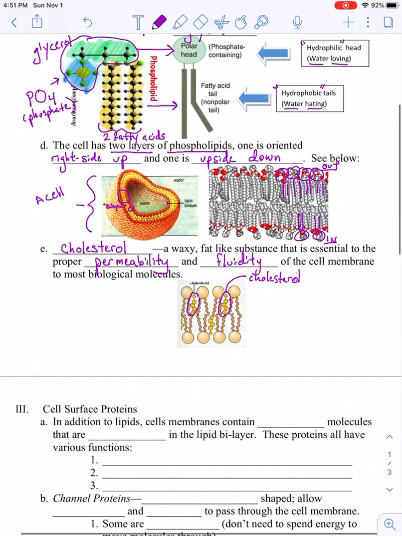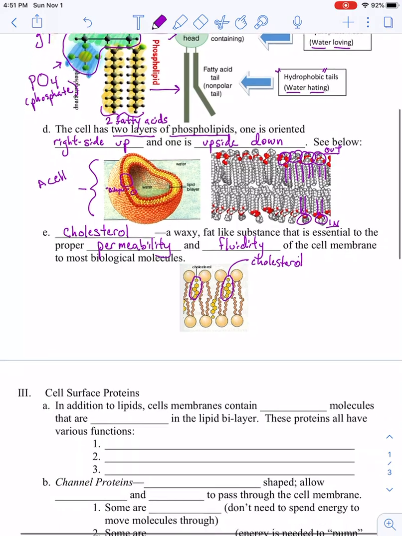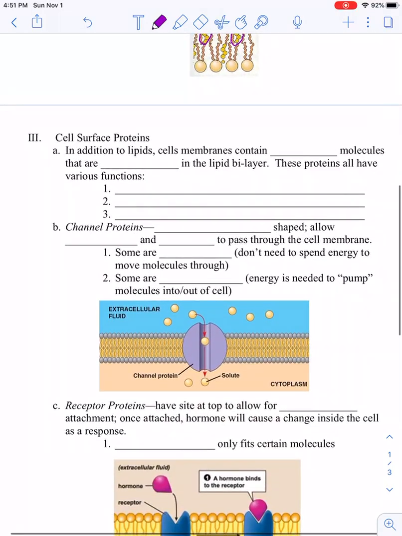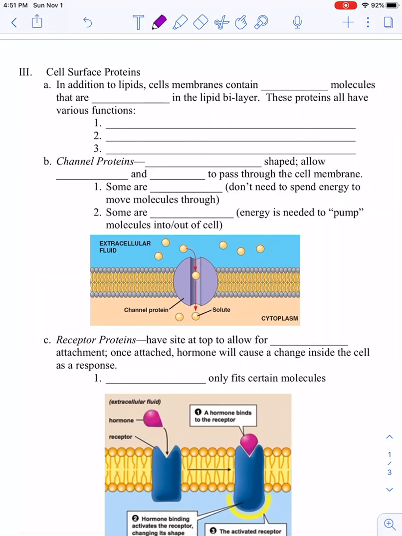So we have fat, we have cholesterol, and finally, we have protein. Cell surface proteins provide many of the jobs that the membrane will need in order to allow the cell to function properly. So what I mean by that is you've got proteins that are going to allow things to enter and exit the cell. You've got proteins that are going to trigger reactions by the cell. You've got other proteins that are going to identify the cell. So in addition to lipids, cell membranes contain protein molecules that are embedded in the lipid bilayer.